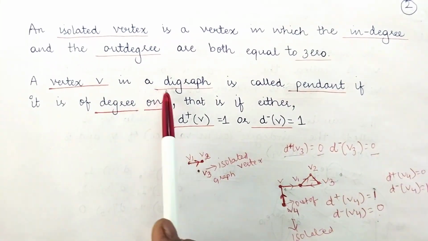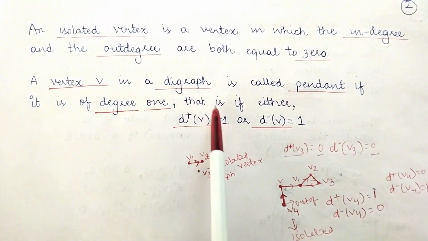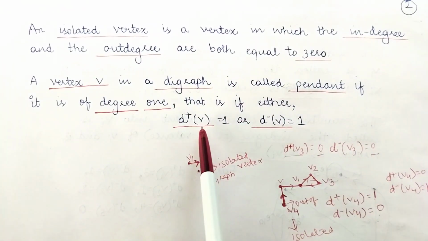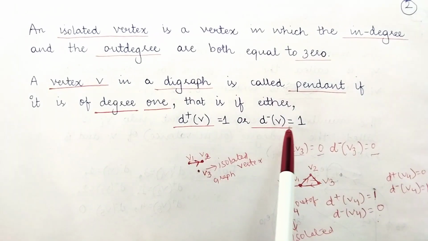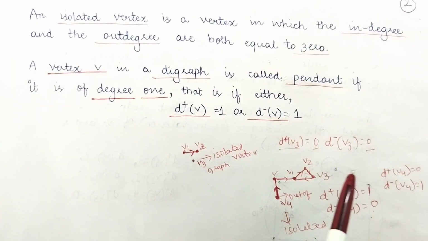Similarly, a vertex V in a directed graph or digraph is called pendant if it is of degree 1. That is, if either the out degree is 1 or the in degree is 1. Now, a pendant vertex also is one such vertex in which there is only one edge incident.